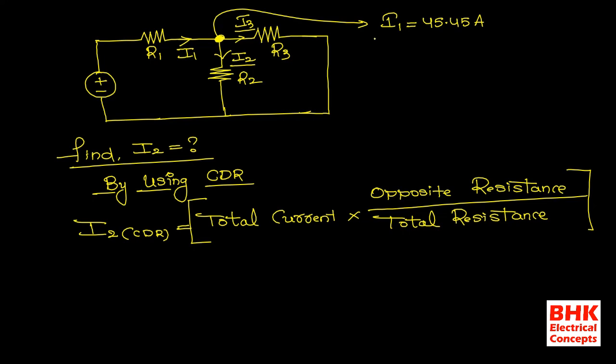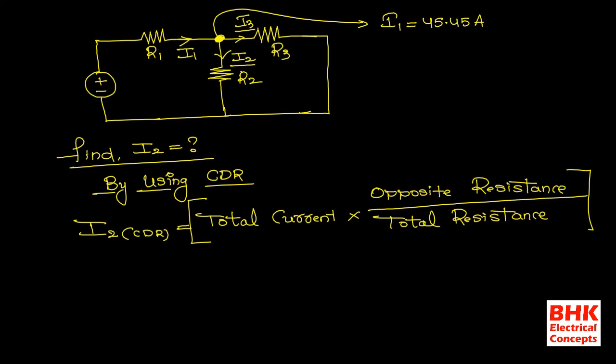From this junction point, the current available is 45.45 ampere. In how many branches this total current is divided, we need to consider only those particular branches' resistance. So if you are finding the value of I2, in another branch some amount of current is flowing from the total current available at the junction point. That is the reason why we need to consider only R3.